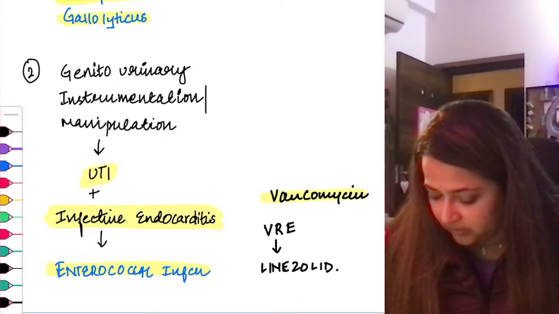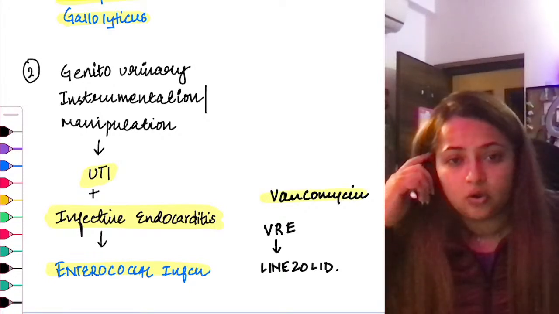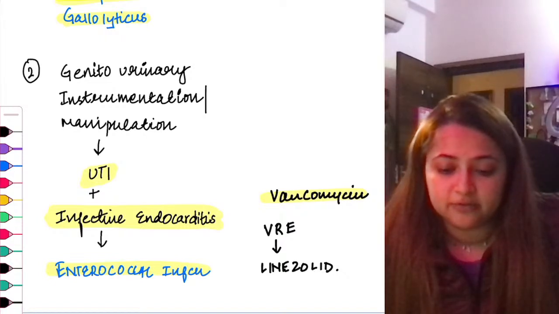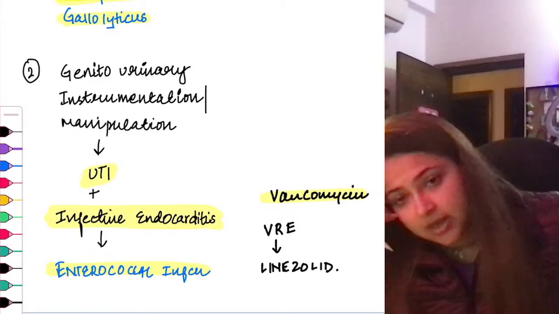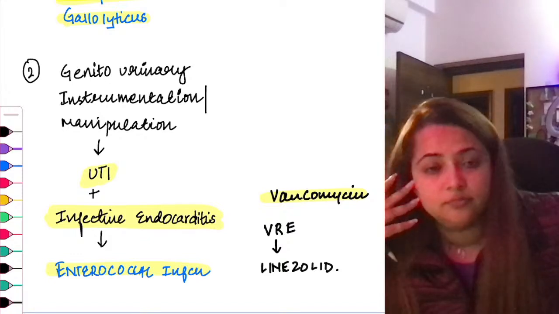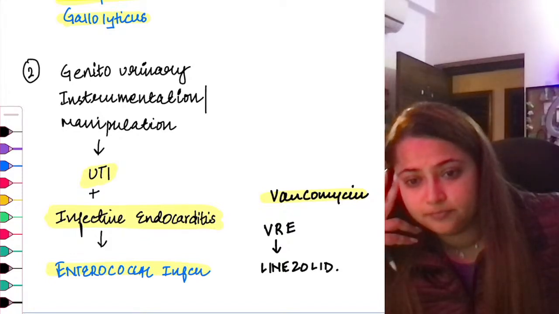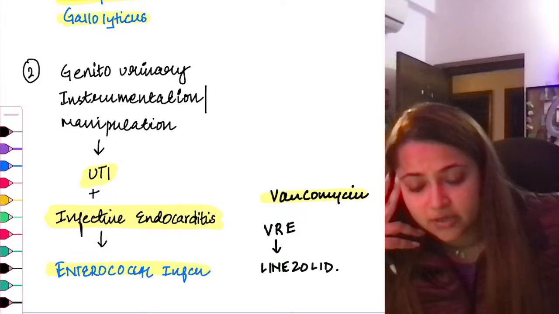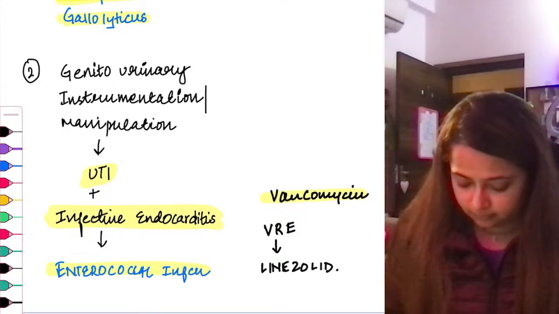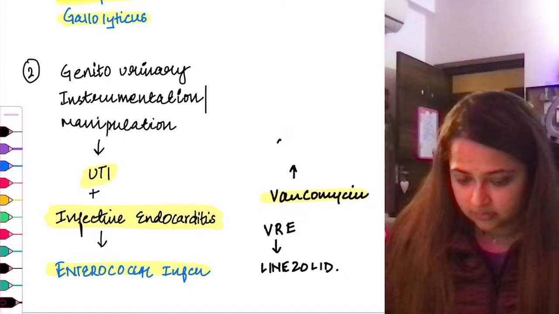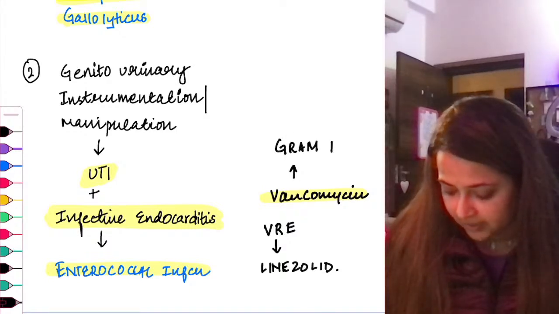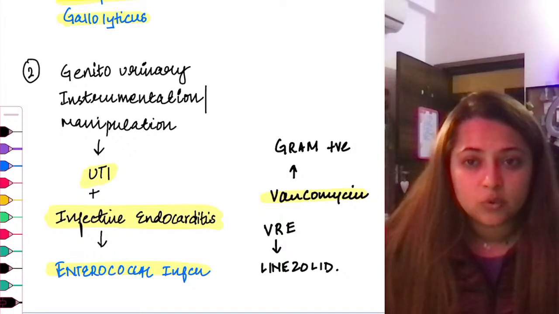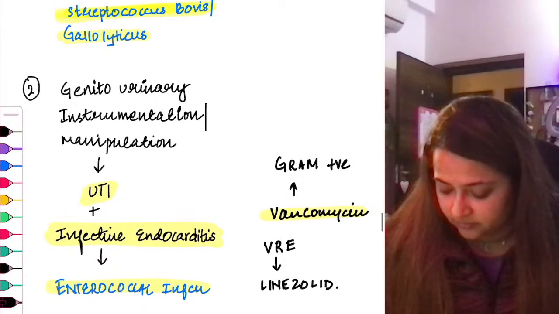Vancomycin is effective against which type of organisms? Gram positive or gram negative? What would you answer here? Vancomycin is effective against gram positive. Excellent. Tabrez, you gave the right answer. Gram positive. Another question.